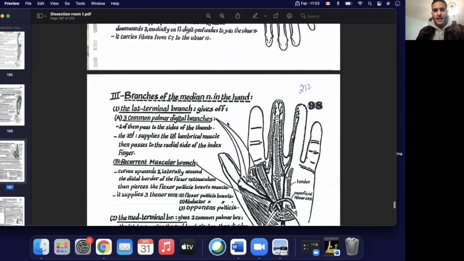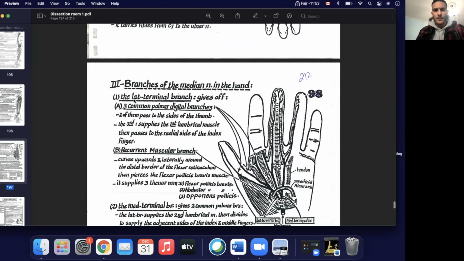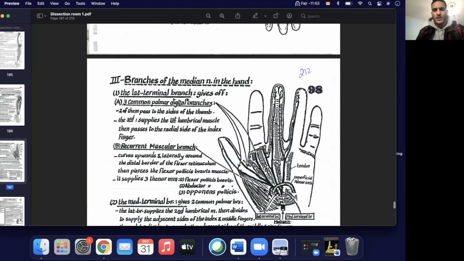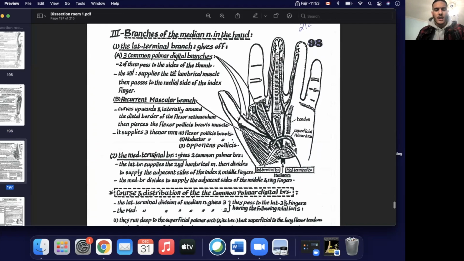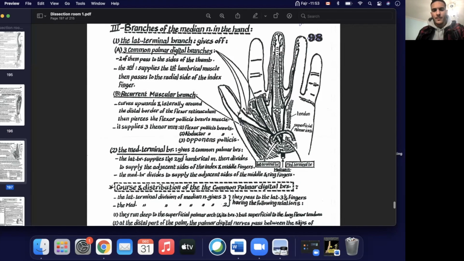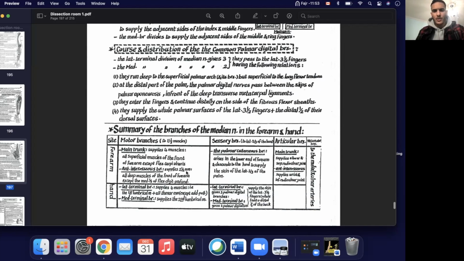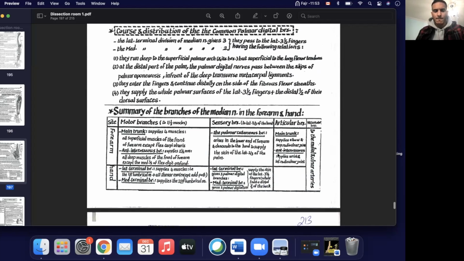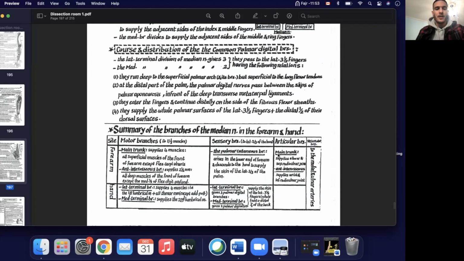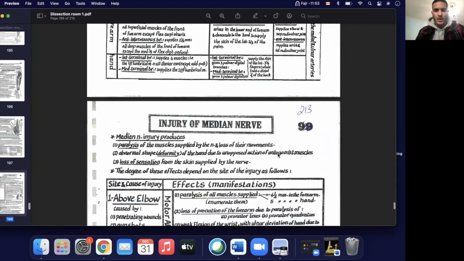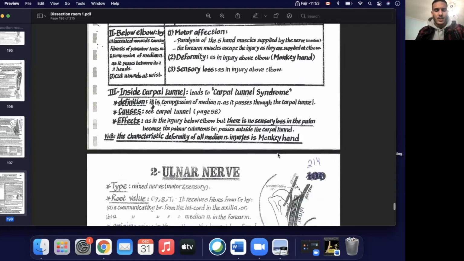Branches of the median nerve in the hand are number one, the lateral terminal branch, and you can read about it here. Second, the median terminal branch, and you can also read about it. There's also a summary for you in here. And if you've paid attention to the previous discussion on the notes on the Word document, you'll find all of what I mentioned in here, but it's just a better way of arrangement.